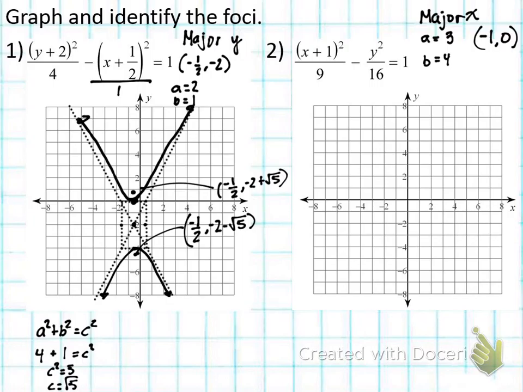And we're going to plot that first, negative 1, 0. We know it opens left and right, so we're going to put our a down first, which is 3. So you go to the right 3. Plot a point to the left 3. Plot a point going up 4, plot a point, and down 4, plot a point, okay? You're going to draw a box.